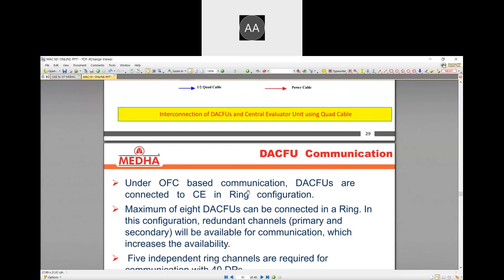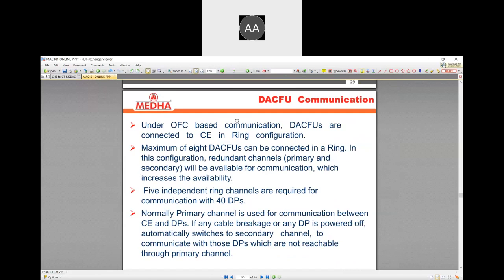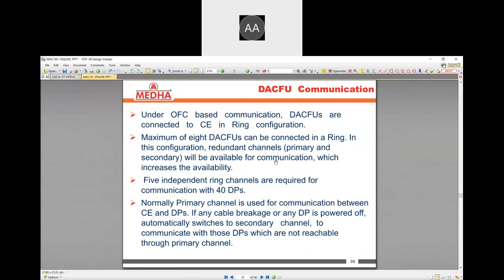Likewise, when we go for OFC mode of communication, ring configuration can be achieved here. So basically, 8 DSFU units can be combined together to form a ring. So as the number of DPs that the system can handle is 40, so 5 independent ring channels can be prepared or can be done for communications. So here you can see in the diagram how the communication is done.